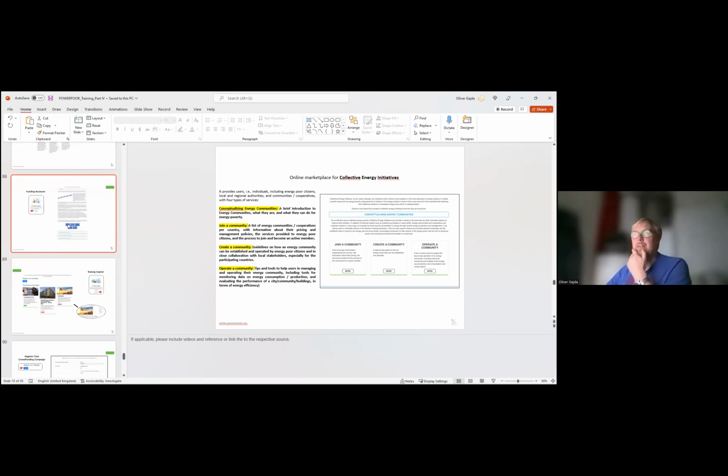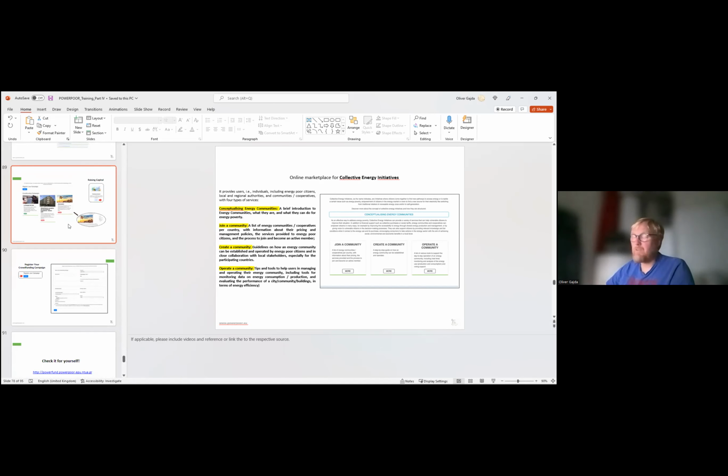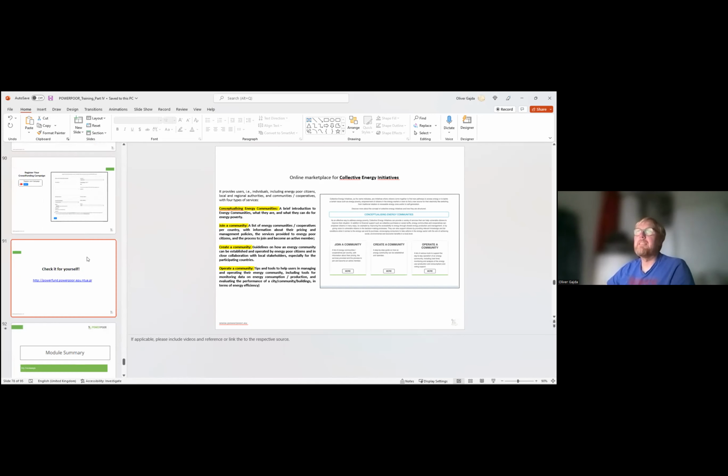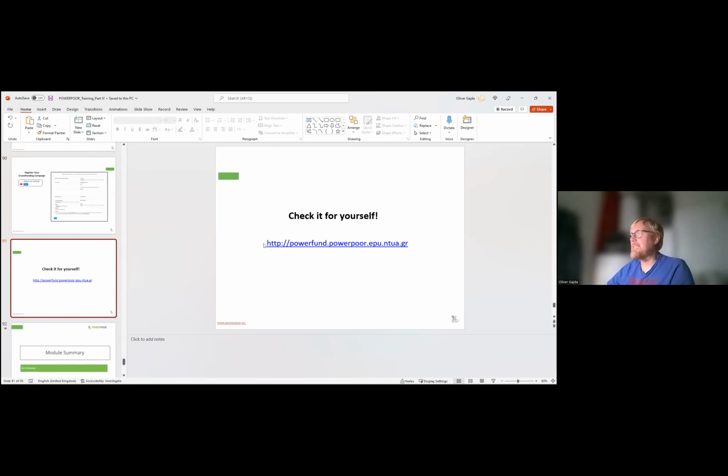There you will also find some examples of crowdfunding platforms that do specifically energy investment, and you find a number of energy communities that have been created and they're listed there. Here's the website, powerfund.powerpoor.epu.ntua.gr, for reasons of how it's being hosted.